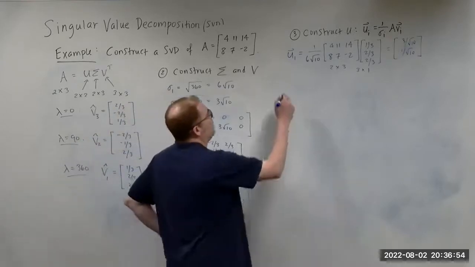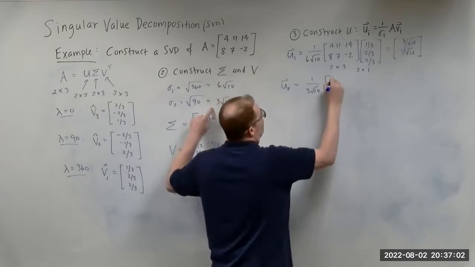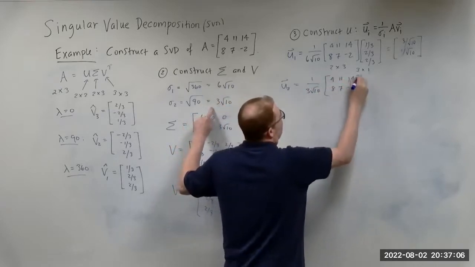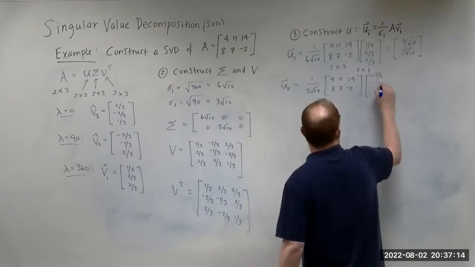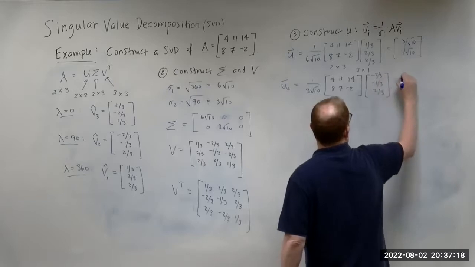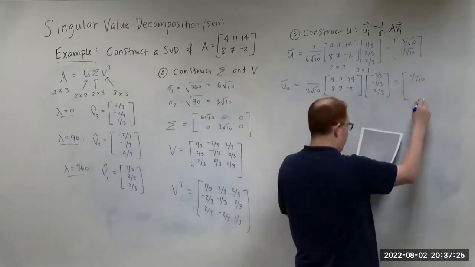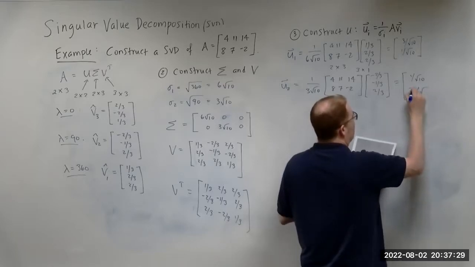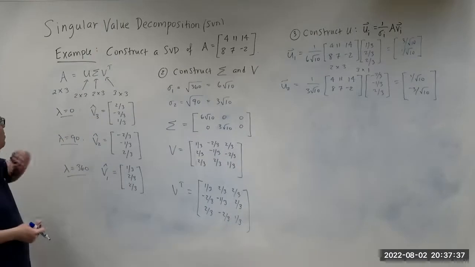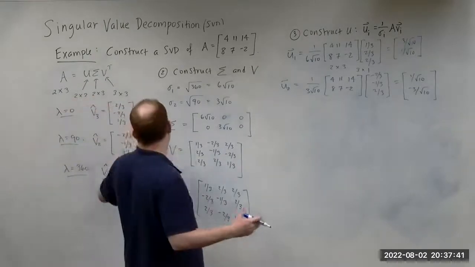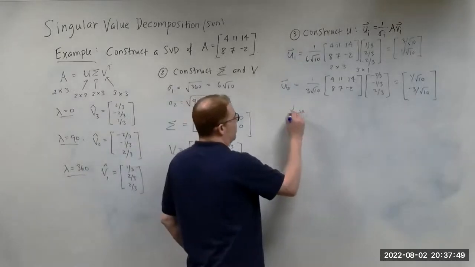And then for U2, we have 1 over sigma 2. Sigma 2 was 3 root 10 times A, and then V2. Doing the calculation there, we end up getting 1 over root 10 and minus 3 over root 10. So this forms a basis for R2, so we're good. We don't need to extend this basis since the size here is 2 by 2, working in R2. I'll just put a note here.